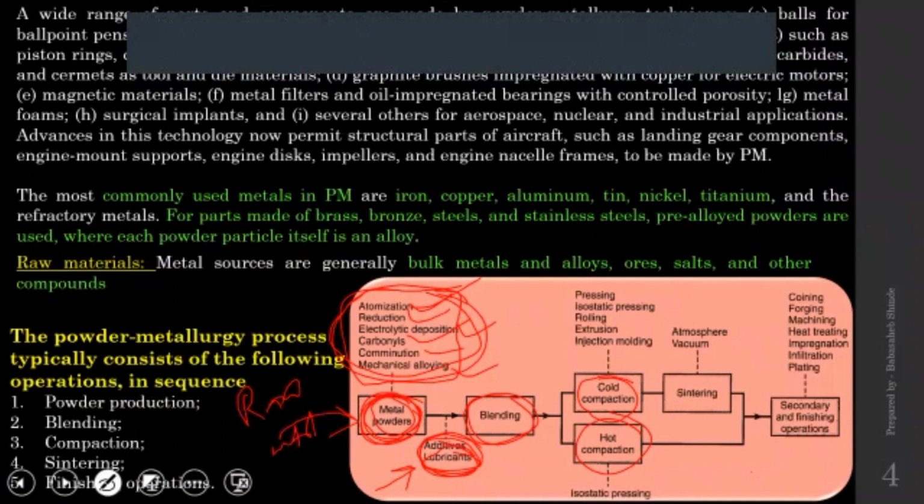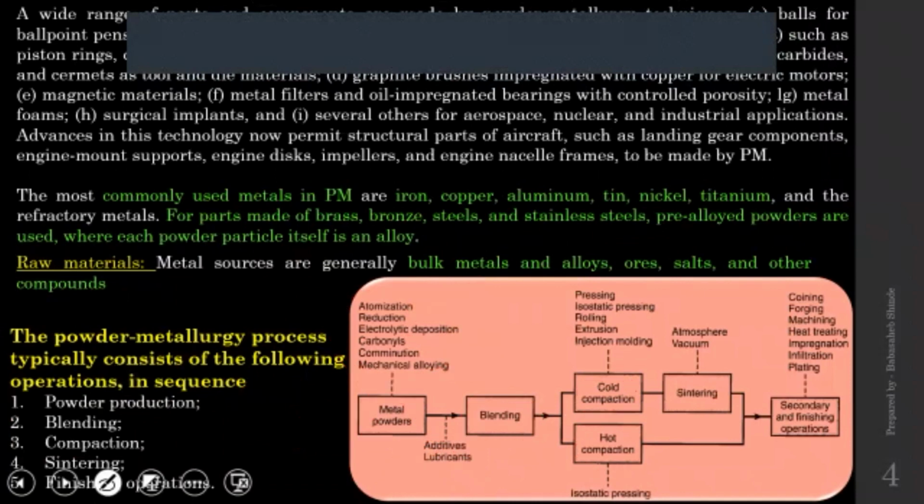Okay, so there are certain materials that are mixed into the metal powder, and then a uniform mixture is formed by applying certain techniques, and that operation is called blending. So we got metal powders, we took some additives and lubricants, and we are mixing them together.